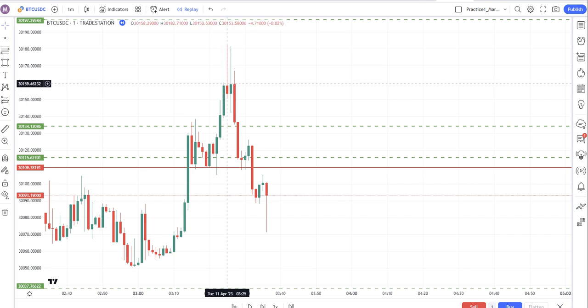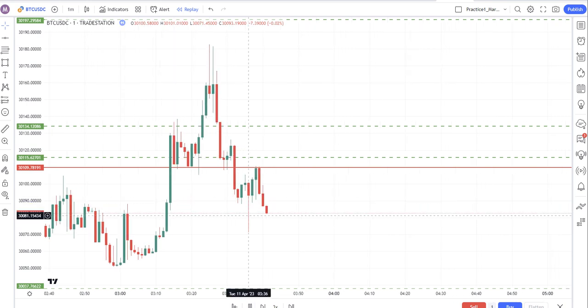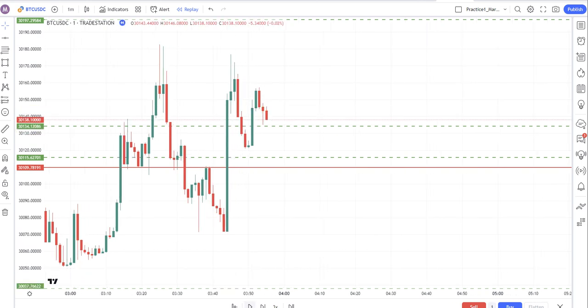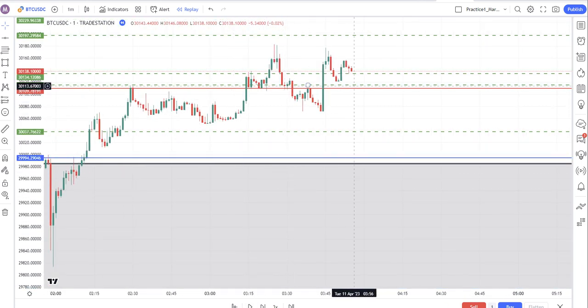I would have exited the trade, or else the price would have come back, kicked me out, and continued its play, and then I would have lost all my profit. Okay, so let's see how it went. Assuming that I'm just here, I hit my target. See, it shoots back up. That's why it's really important not to move.